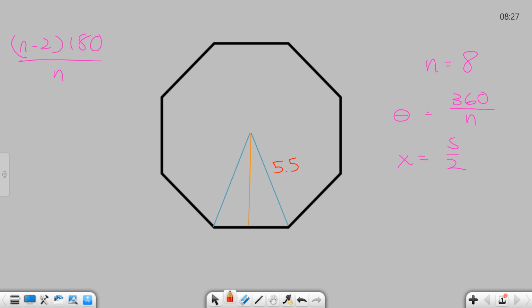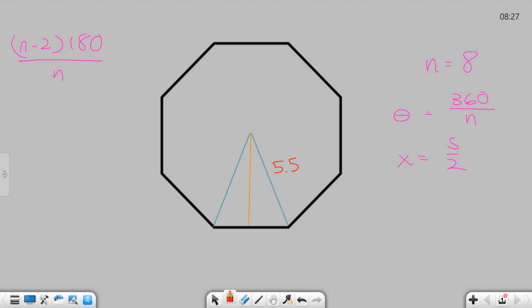Did you find theta first? Did you work with the central angles? Yes. Okay, good. And then found the area of the right triangle? Then found the area of the isosceles triangle, then multiply by 8. No, we just found the area of the isosceles triangle. Beautiful. Okay, base times height.